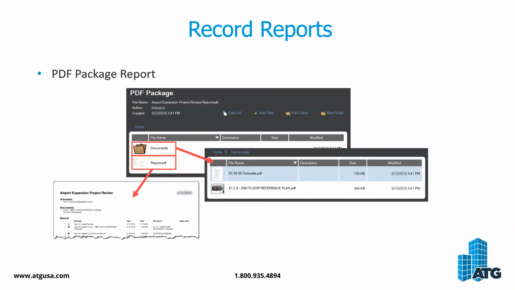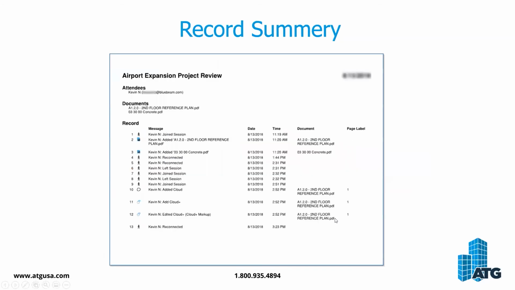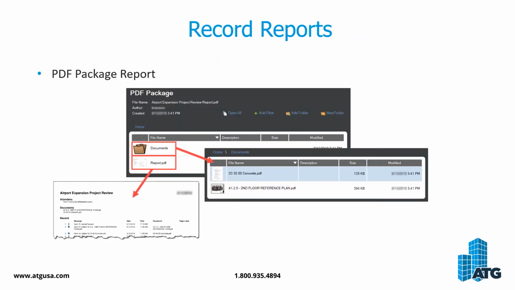So at any time during the session, you can export information related to the activity. PDF package, along with hyperlinked versions of the record summary as we had before. So right here, we had the record summary. It would also give us that, but also the actual documents that were associated to it as well.